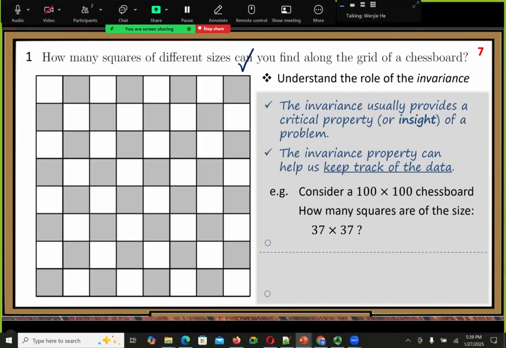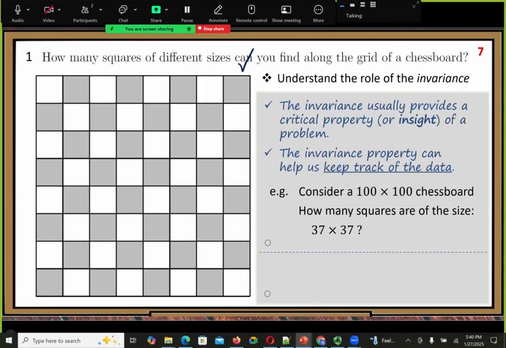Your answer is what? 73 by 73. Any other different answer? 75 by 75? Oh, yeah. 74 by 74. Good. 74 times 74. How do you get it? Can you explain? Other students?